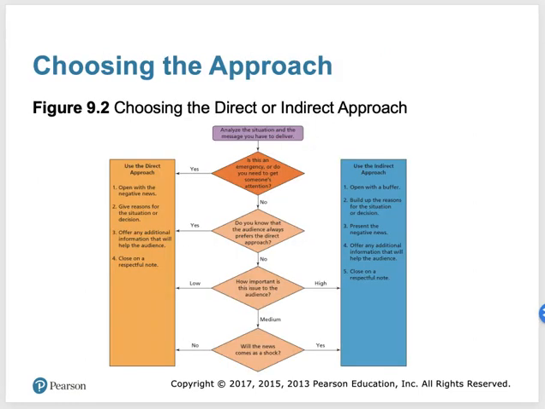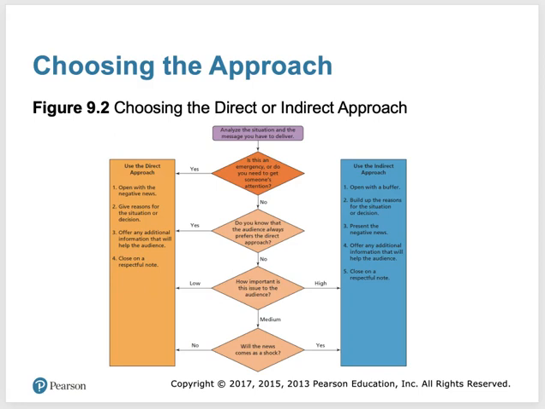Following this decision tree in your book on page 254 can help you to decide whether the direct approach or the indirect approach is better for any given situation. To help you work through which is going to be better for you to use, the direct or indirect, you can ask yourself questions like, do I need to get the reader's attention immediately if the situation is an emergency, or if someone has ignored repeated messages that you've sent in the past? The direct approach can help you get attention quickly.